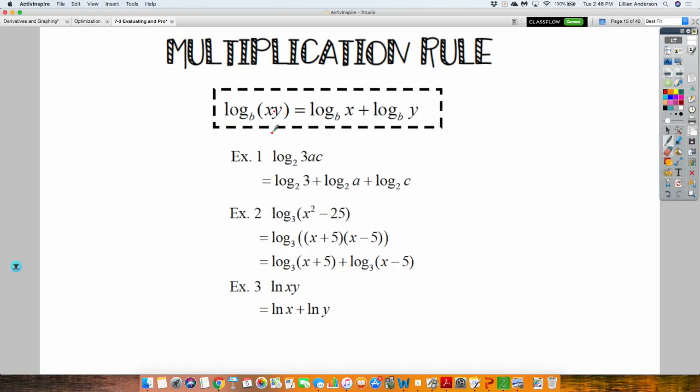Here's another one. You have log base 3 of x squared minus 25. Now do realize that you just can't expand that without doing anything extra because, one, this is a minus, all right? And this is the multiplication rule, so we need something to be multiplied together. But we can factor this to be x plus 5 times x minus 5. And at that point, we're able to expand it as log base 3 of x plus 5 plus log base 3 of x minus 5.